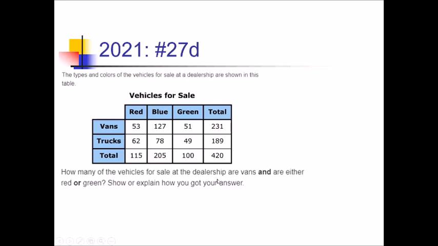So first off, we need vans that are red. So red vans, there are 53 of those. And now green vans, there are 51 of those. So 53 and 51 added together, red plus green added together, gives us 104 vans, and that's it. Not much else to do there.